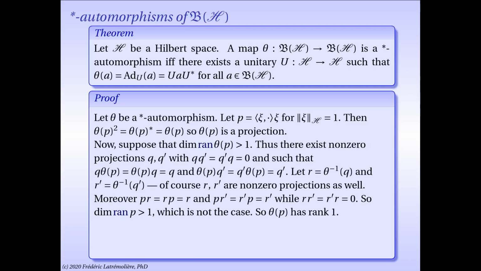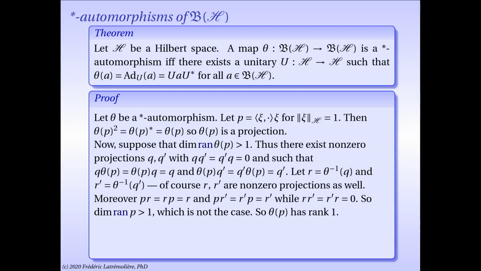To get the existence of q and q prime, we could follow the following strategy. Since the rank of theta of p is strictly more than 1, I can find an orthonormal family of two vectors inside the range of theta of p. Let's call these two vectors xi and xi prime. Let q be the projection on the span of xi, and q prime be the projection on the span of xi prime. Since xi and xi prime are orthogonal, it's easy to check that q q prime equals q prime q equals 0.